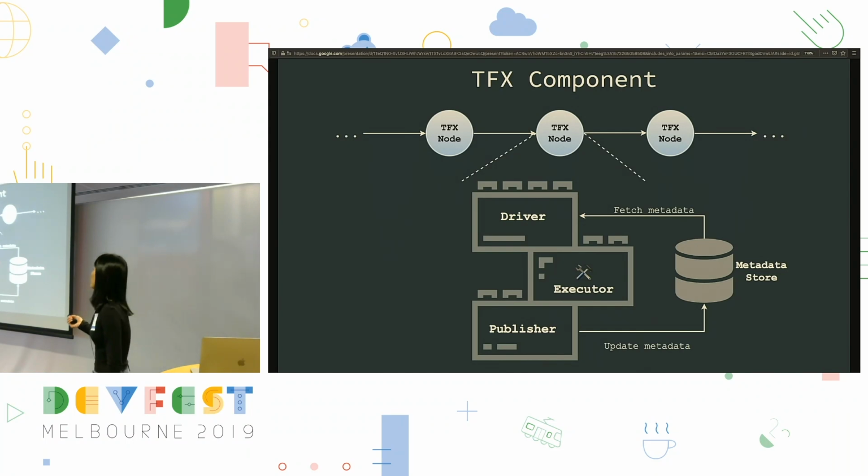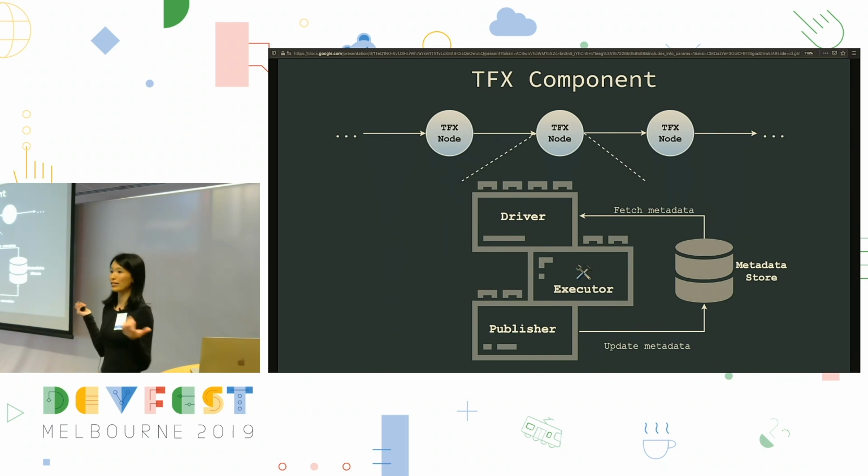Now the executor is where all the execution work is done and where the user can define the task and the functionalities of each component. So as the data moves through the pipeline, each component would feed the metadata from the earlier component to the executor, execute the defined task, and then update the metadata or the result and write it back to the metadata store for later components to use in the pipeline.